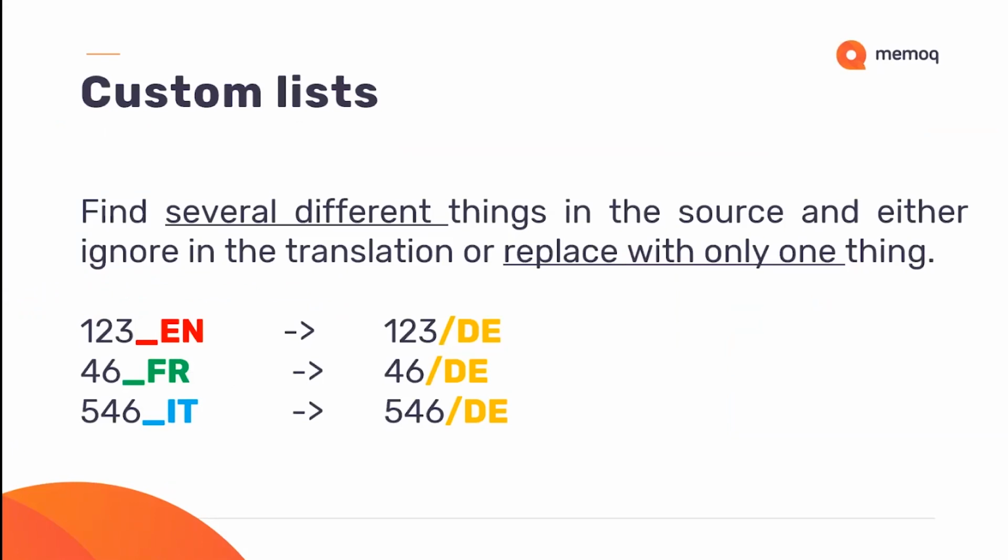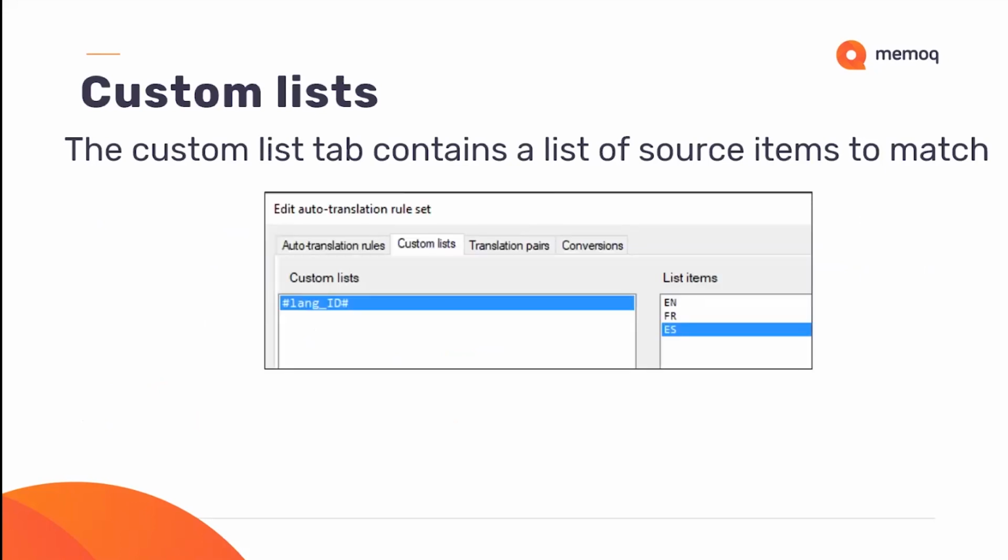My example here is that there are digits with underscores and language identifiers, and they all need to change. The delimiter needs to change from underscore to slash, and all the different identifiers need to change into just one. So that's when we use the so-called custom lists, which means the custom list is an extra tab in the auto-translation rules where you would create a list. First of all, the name of a list. All list names have these hash symbols beside them. In between, you're free how you want to name them.